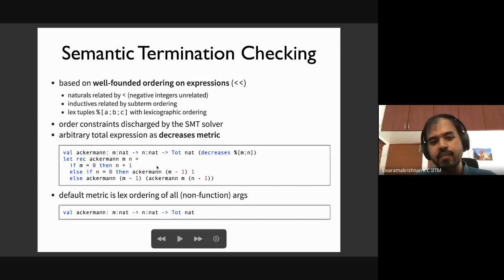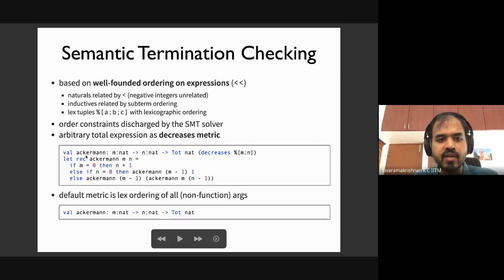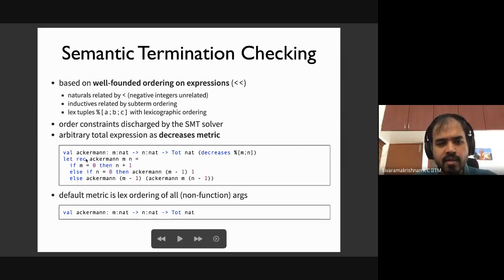So here is an example, just to show if you wanted to do something more fancy. In order to show that a particular function terminates, here is an Ackermann function. This is a very standard function that is used as an example for some recursive function. It computes something; whatever it computes is not important. The important bit is the Ackermann function takes two natural numbers, m and n, and it returns a natural number.